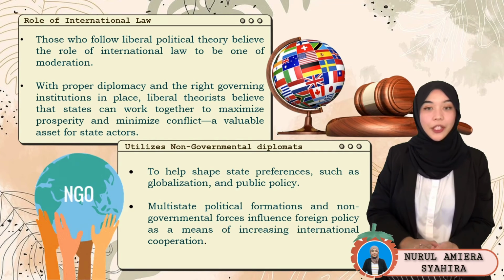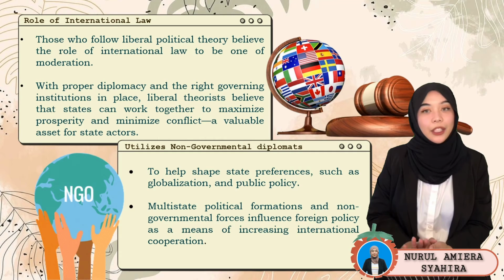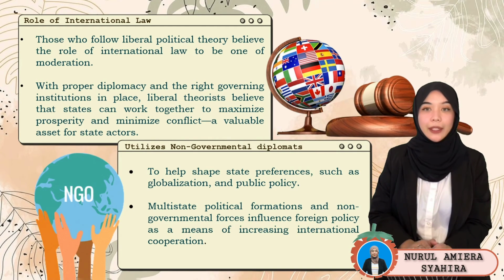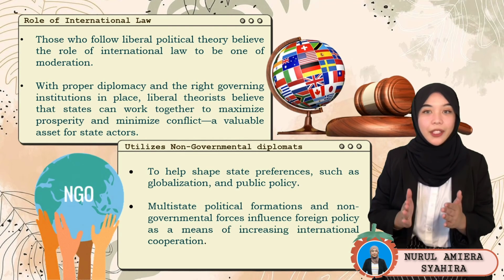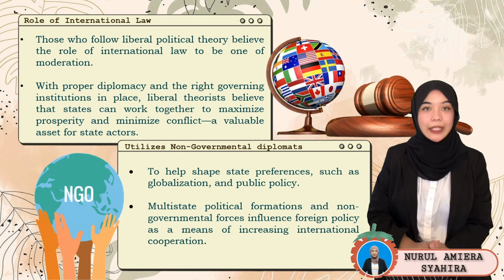Thirdly, the suggestion that should be implemented is international law. Those who follow liberal political theory believe the role of international law to be one of moderation. International law differs from state or national legal systems in that it is predominantly applicable to countries and their leaders rather than a nation's private citizens. States who have agreed to a treaty and have accepted the authority of the International Court of Justice, which was established by the Charter of the United Nations, are subject to the court's rulings.